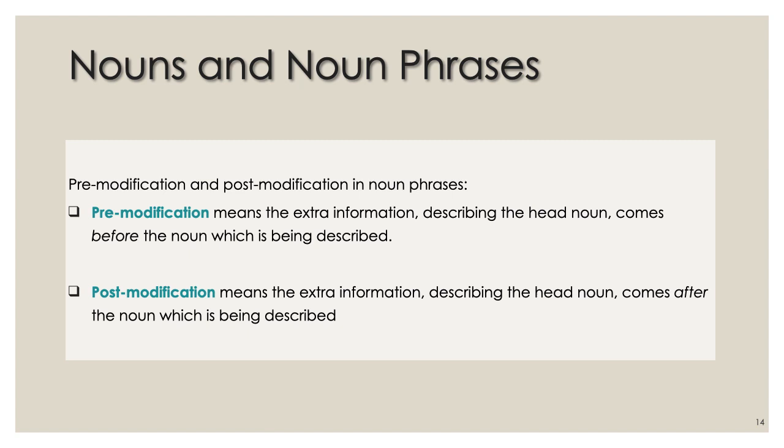I would suggest that in year two, this is just too complex, but we have very successfully observed lessons where teachers are using pre-modification and post-modification in year five and six to help children understand the structure of the noun phrase. So pre-modification really simply means the extra information, and that extra information is describing the noun or specifying the noun, giving more information about the noun. And it's the extra information which comes before the noun, which is being described. That's why it's pre-modification. Post-modification, on the other hand, is the extra information which comes after the noun, which is being described. And we're going to look at both of these in this webinar.